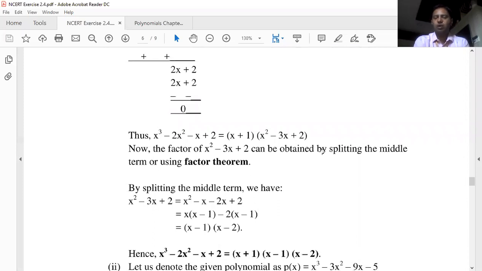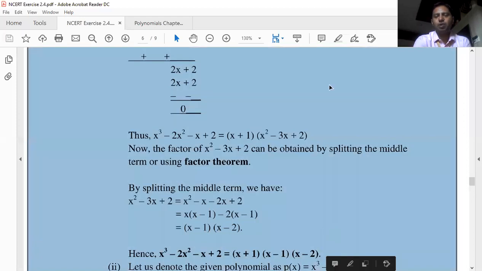We take x common, x minus 1, and we take minus 2 common, again x minus 1, because we are splitting minus 3x as minus x minus 2x. So we get the same value. After taking x common and minus 2 common, the factors are x minus 1 and x minus 2. And one factor we have, x plus 1, using the long division process or trial and error. So x cube minus 2x square minus x plus 2 gives x plus 1, x minus 1, and x minus 2. These are the three factors of the given polynomial.